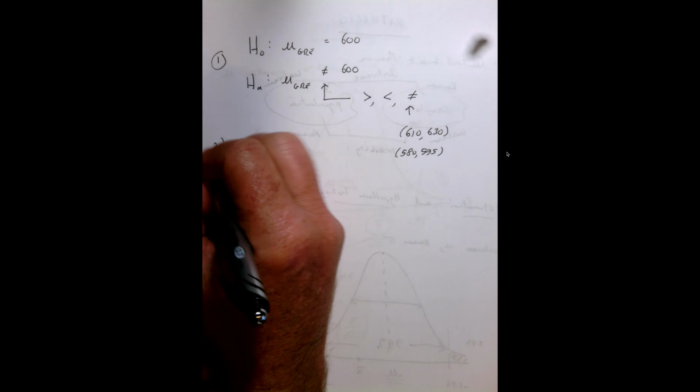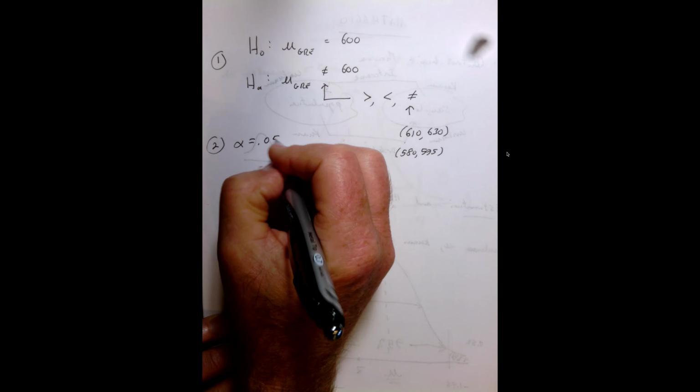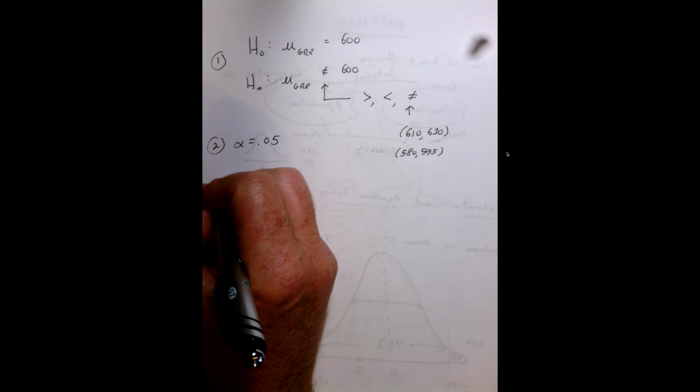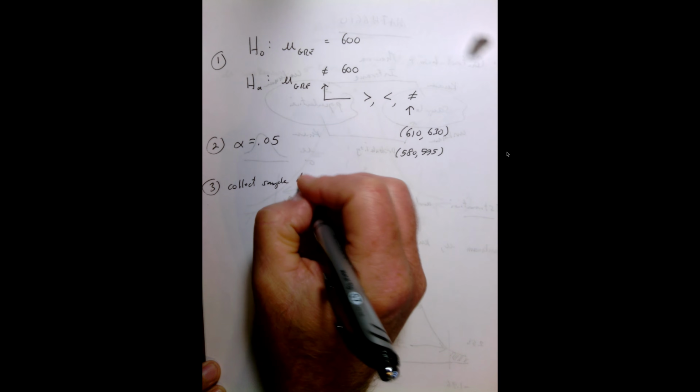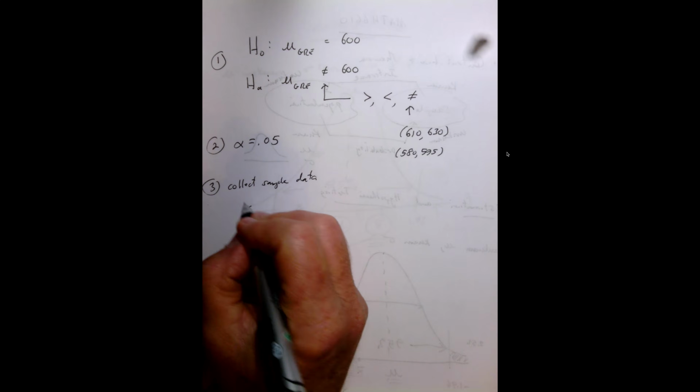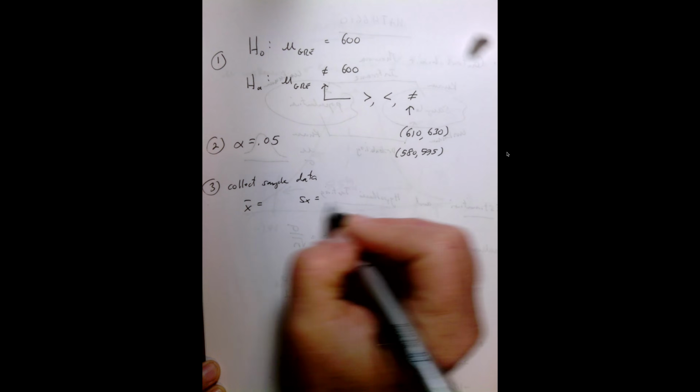Next thing we do is we set our line in the sand, and the industry standard for alpha, which we will compare our p-value, more about that later, is 0.05. And I'll go into another video on moving alpha around and the advantages and disadvantages of shifting alpha. The third thing is we collect our sample. What would be interesting to know here is our sample mean, our sample standard deviation, and our sample size.